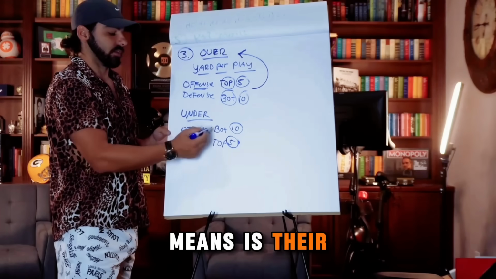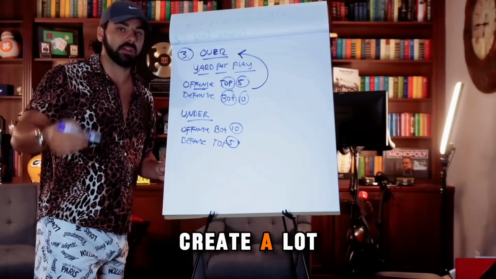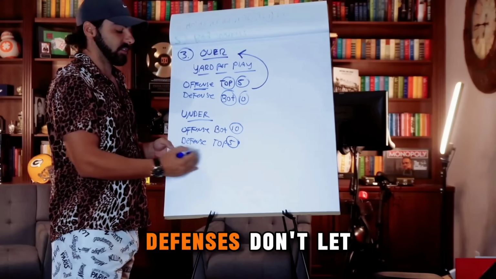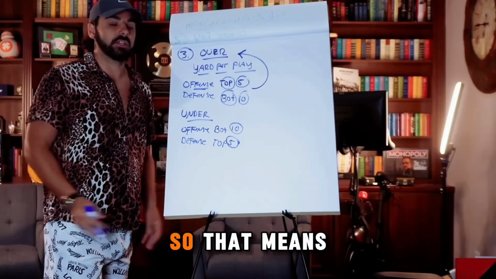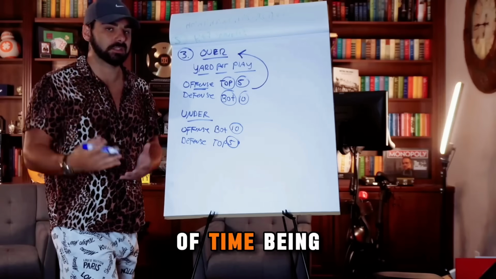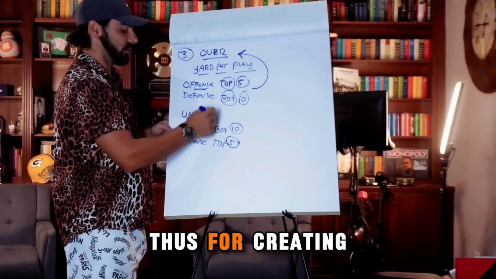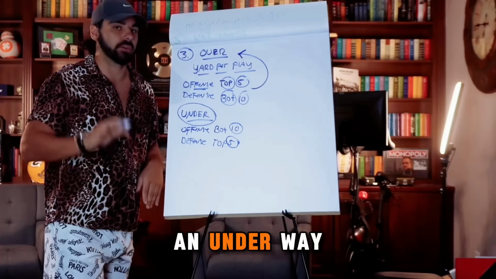So what this means is their offenses aren't that great and don't really create a lot of big plays, and even the defenses don't let up a lot of big plays. So that means a lot of short plays and a lot of time being run off the clock, thus creating your probability for an under way better.